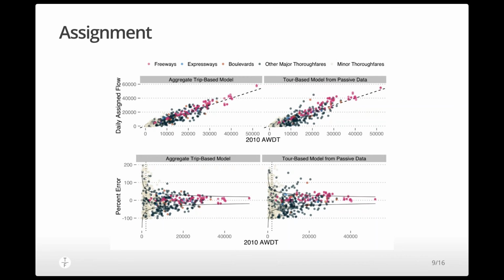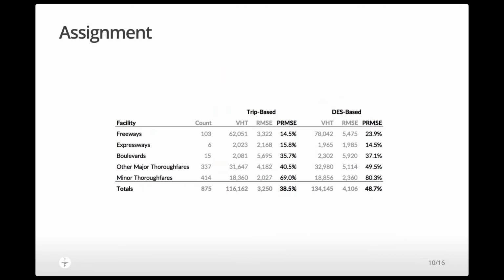If you're used to looking at a tabular summary, we've created one of those as well. Here you can see the vehicle hours of travel, the root mean squared error, and the percent root mean squared error by facility type, roadway type, across the region. The VHT is different because of the way that tours versus trips are structured, but as you can see, the RMSE and the percent RMSE are quite similar. On freeways, you see the effect of the outliers that we just saw in the previous graph, making our percent RMSE not quite what it is with the calibrated trip-based model, but otherwise they look very good, and man, I'd take this model anywhere.